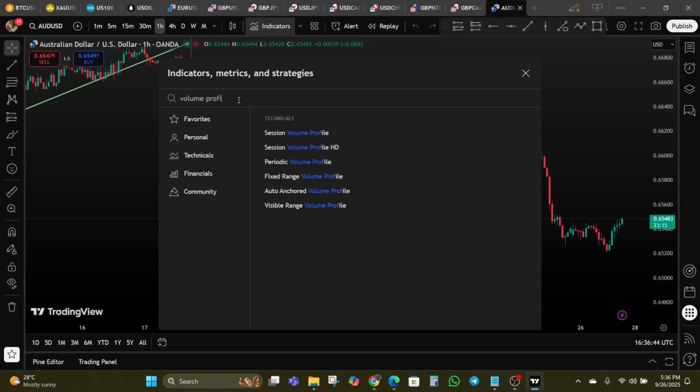So we're just going to search for the volume profile indicator right here on TradingView, and we're going to be selecting the fixed range volume profile because that is the volume profile indicator that we want to look at. As you can see, there are several kinds of volume profile indicators. There is the session volume profile, the periodic volume profile, the auto anchored volume profile, and the visible range volume profile, then the fixed range volume profile, obviously. So it's the fixed range volume profile that we're going to be discussing.